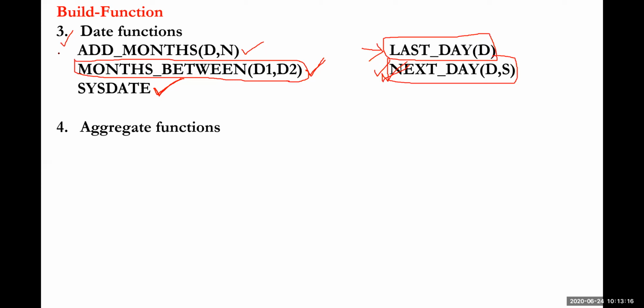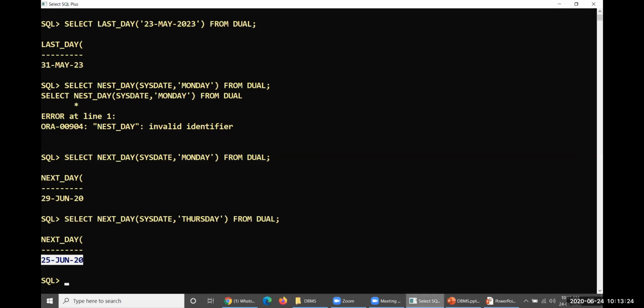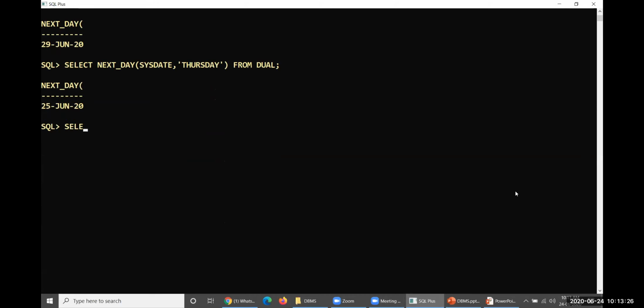And I'd like to add 2 more months or 10 more months to the present date. What is the coming date here? Let us examine. Select ADD_MONTHS, add months, to the current system date, I'd like to add 8 months. So what is the next coming date from dual?